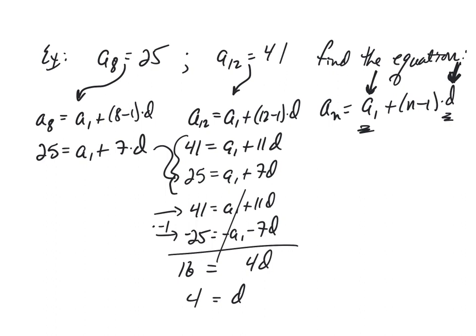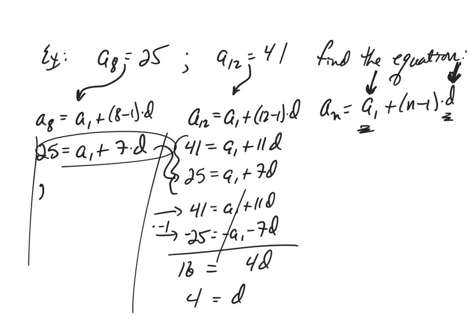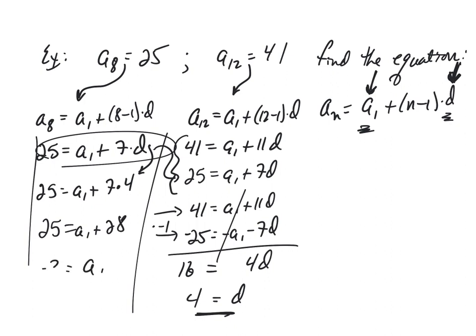And now if I back up to one of the equations, and I'm going to choose this one right here, I could now replace d with 4. Now I can replace d with 4 because I found that value. And now that leaves me with a1 to solve. So 7 times 4 is 28, and move 28 to the other side by subtraction. So I now know a1 is -3.